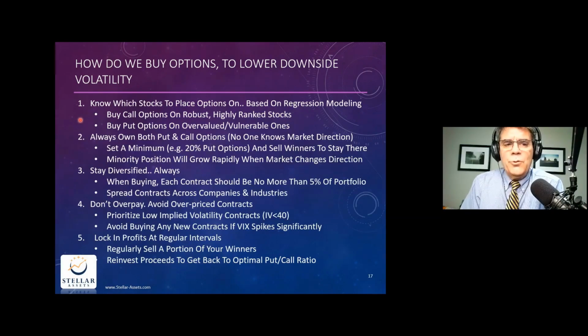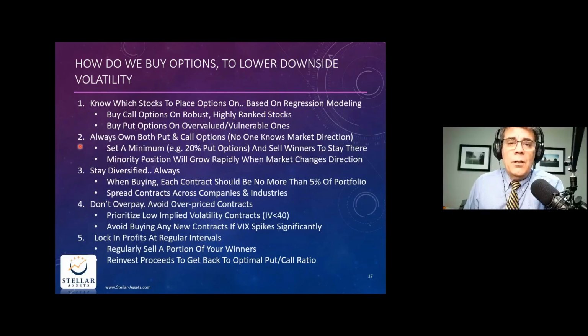That is difficult for you to replicate at home. We can talk in a one-on-one meeting about how to do that, but it is difficult. Number two is really my most important rule, and this you can definitely do. If you're going to trade in options, you always want to hold both put options and call options.